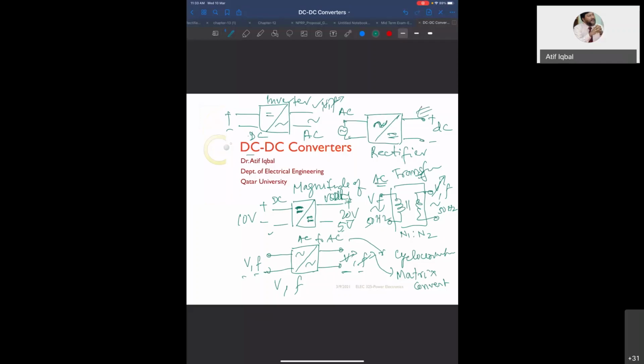Now, what about the rectifier? Tell me what we control here. There is no frequency term here. Frequency is 0. So we get the variable voltage magnitude.